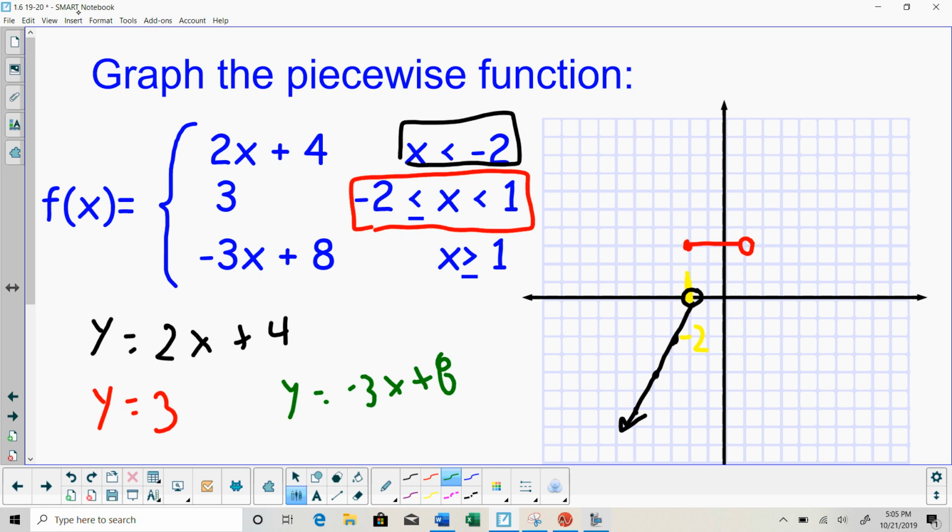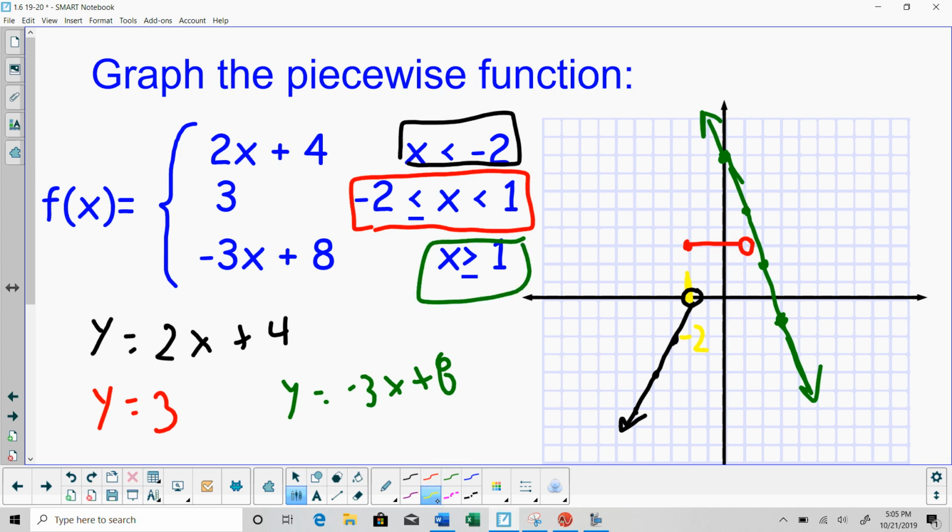Okay, so we are graphing y equals -3x plus 8. So the y-intercept is up here at 8, and we need a slope of -3, so that's down 3 to the right 1, down 3 to the right 1, down 3 and to the right 1, and so on. But we don't want this entire line. We only want this line graphed for x's that are greater than or equal to 1.